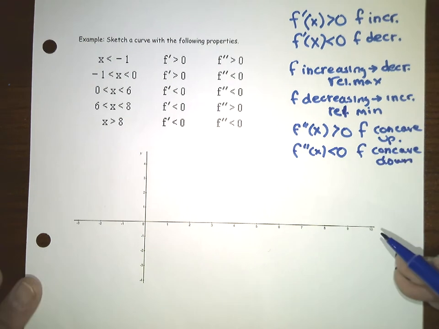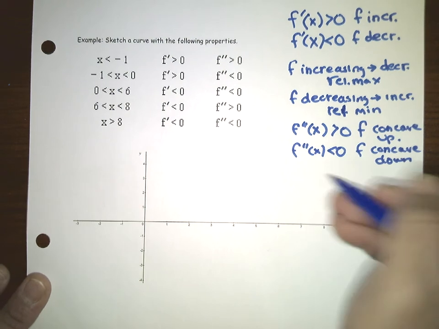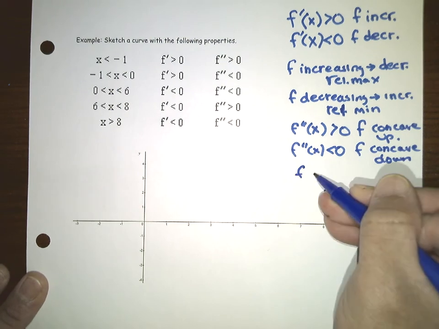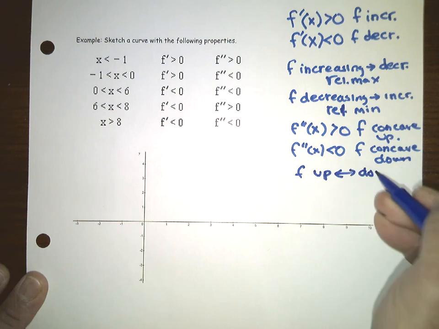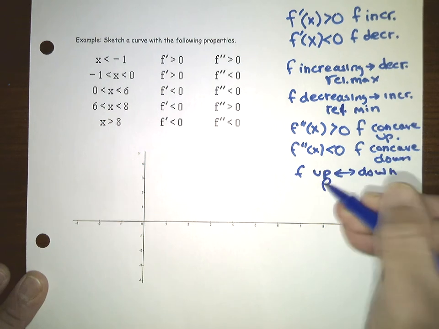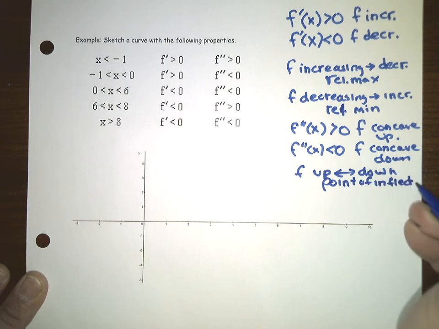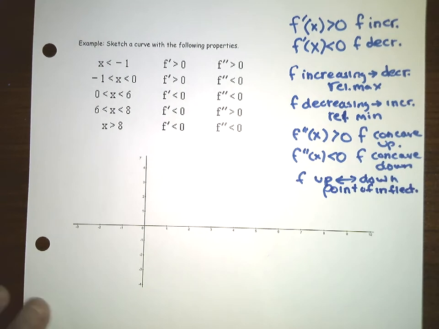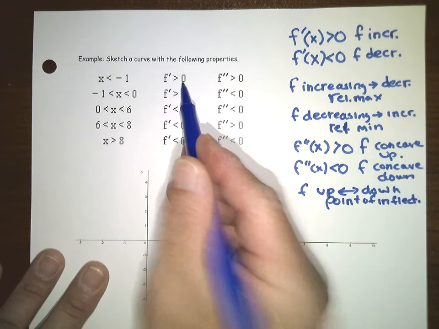And so if f is going from concave up to concave down, or from concave down to up, then that is a point of inflection. All right, so these are the things that you need to know. So here we go. So f prime is greater than 0.